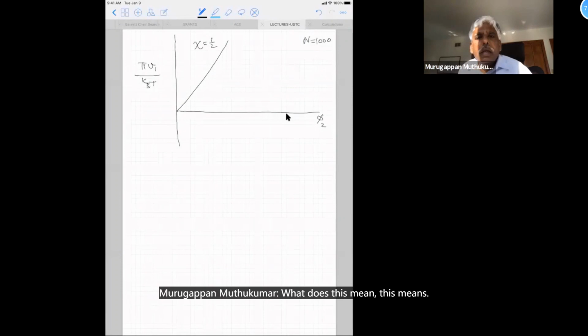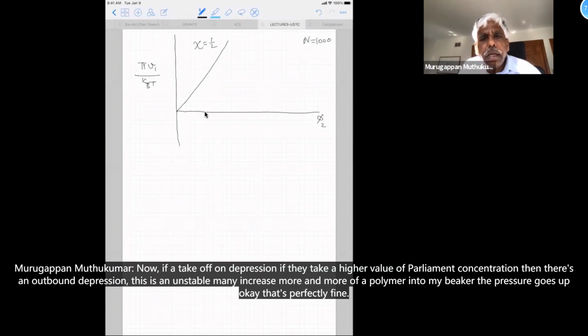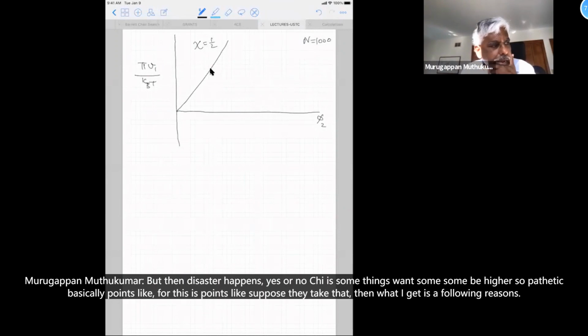What does this mean? Suppose I take a volume fraction phi to this number, and there is a pressure. If I take a higher value of polymer concentration, then there's a higher osmotic pressure. The system is stable. When you increase more and more polymer into my beaker, the pressure goes up. That's perfectly fine. But then disaster happens if chi is something a bit higher.